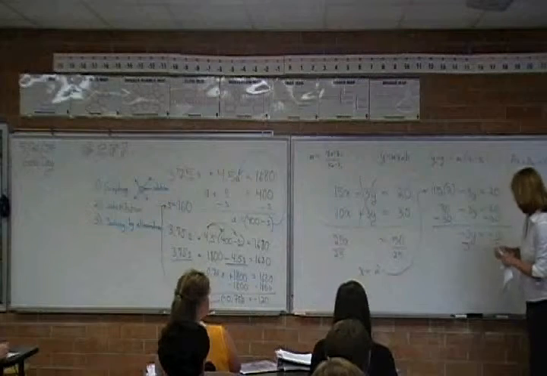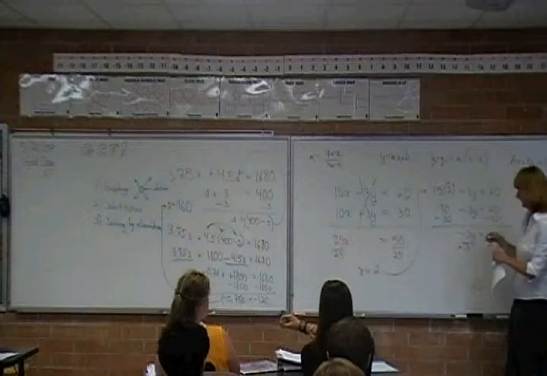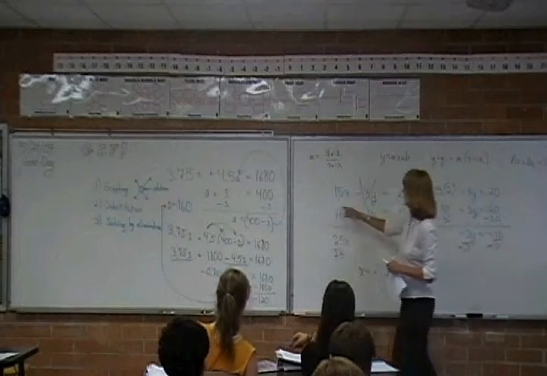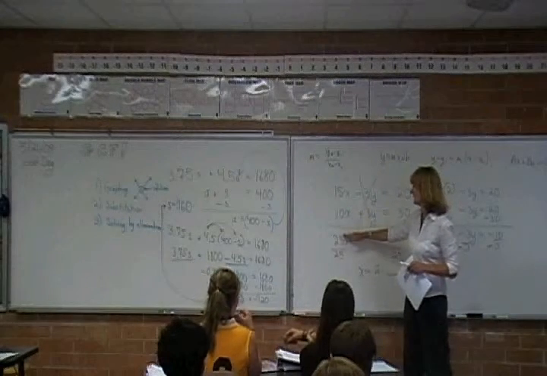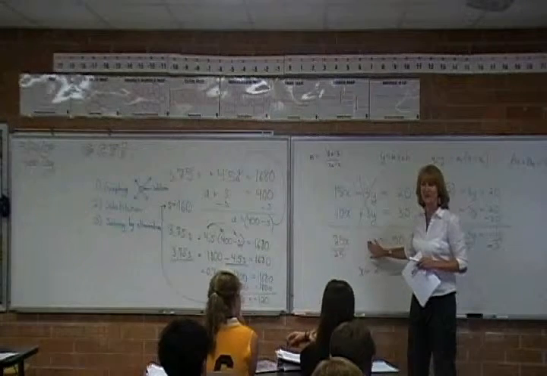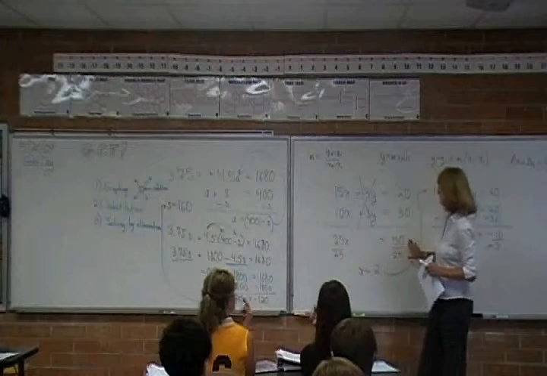Wait, how did you get 25x and 25? How did I get, because I added these together. Oh, okay. If you add these together, you get 25x. If you add these together, you get 0 y's. So they're gone. And if you add these together, you get 50.